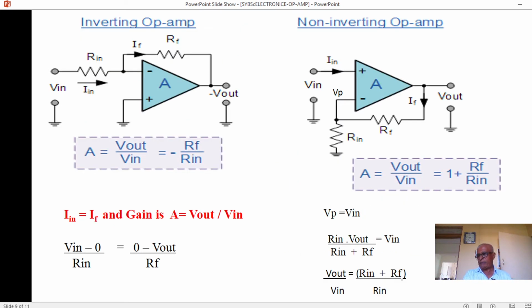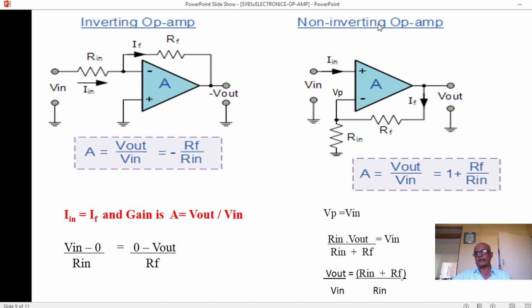Now, the op-amp is used in two different ways. First is the inverting op-amp and the second is the non-inverting op-amp. First, let us consider the circuit diagram. In inverting op-amp, input is connected to the inverting terminal while the non-inverting terminal is grounded. So, in inverting op-amp, V-in is connected to the inverting input, hence it is called inverting. Input is connected to the inverting input through the resistance Rin, and the non-inverting terminal is grounded.